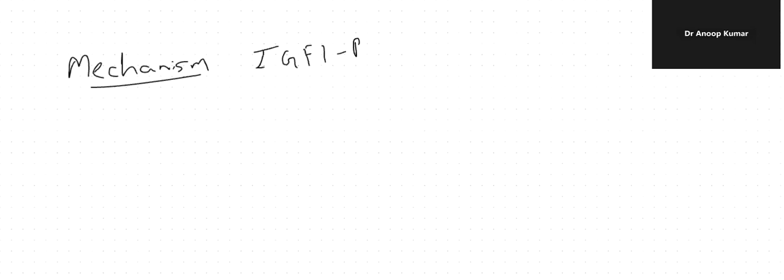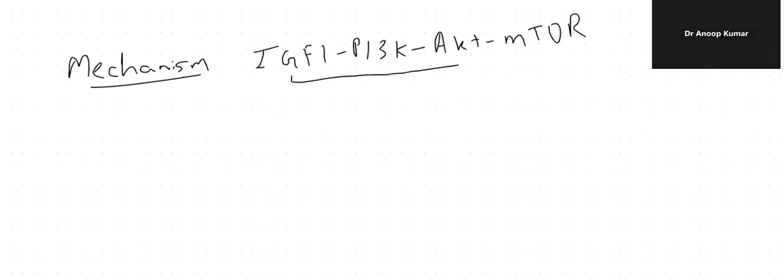PI3K, right? Then there is AKT, then there is mTOR. This is one of the pathways which promote muscle growth. IGF-1, PI3K, AKT, mTOR pathway.